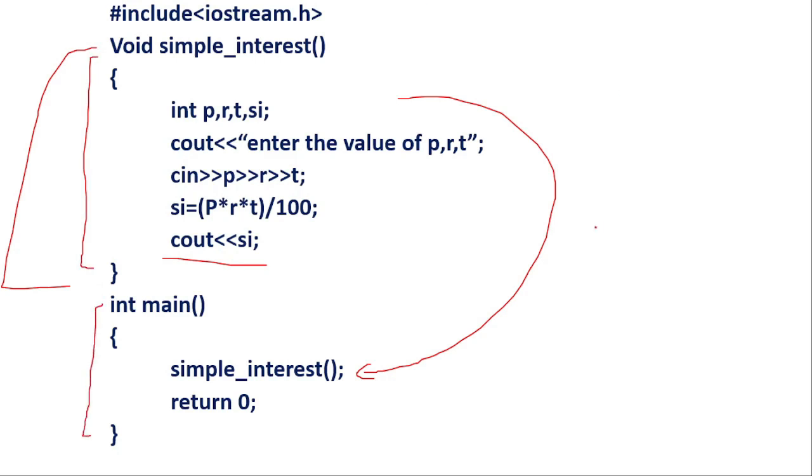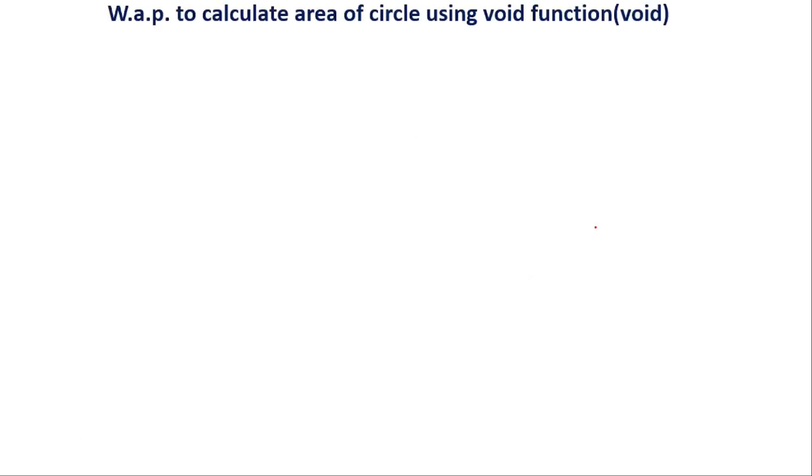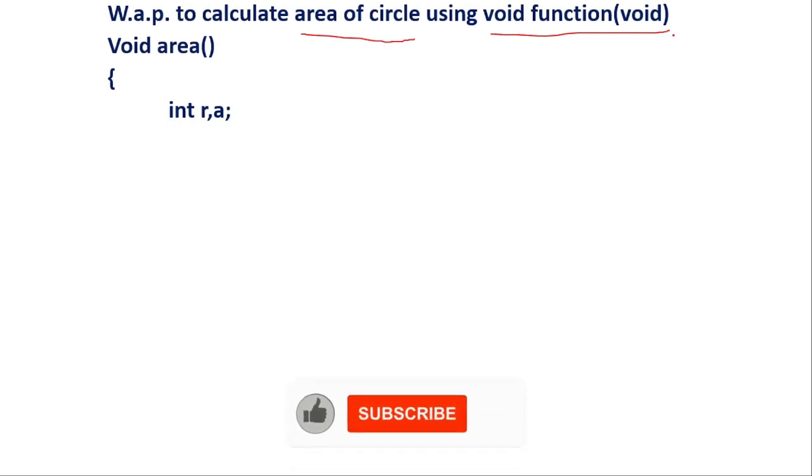This way you can create a program, and the second program that I am showing to you is calculating the area of a circle. The area of circle program that we will make will also be made with the help of void function void. So for this I will write void area. In the first line of your program you have to write the header file, that is hash include iostream. Then I have created a function void area. In this function you have to take two variables. First is R, meaning the radius, and A is the variable that will hold the value of the area.